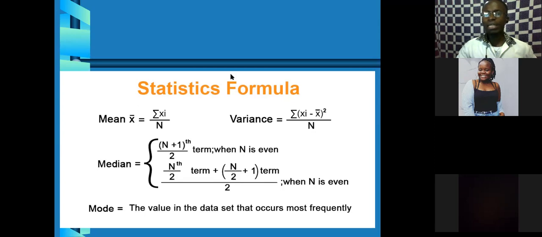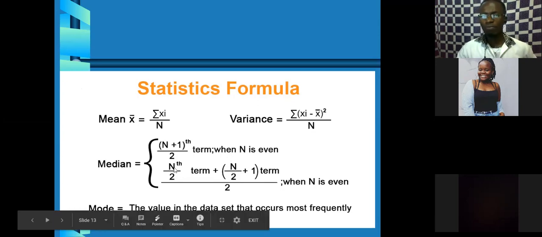Meaning that after arranging those variables in some ascending order, either ascending order or descending order, then the fifth value is what is going to be called the median. The fifth value is called the median.